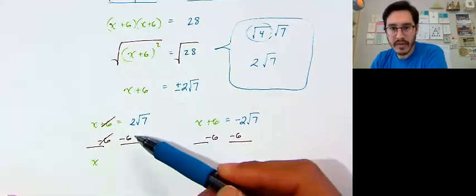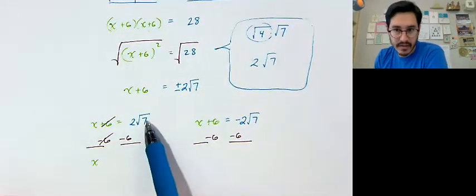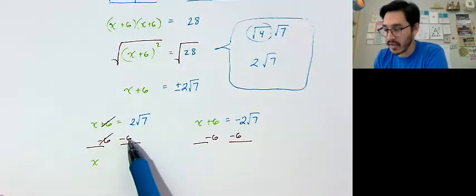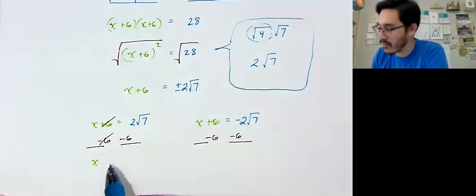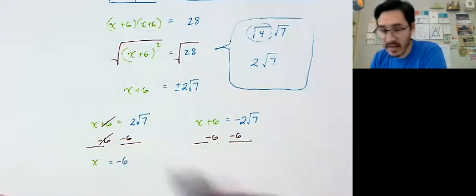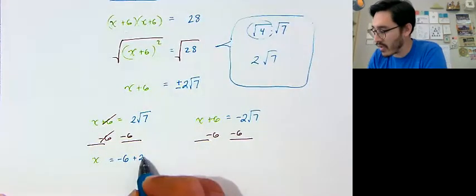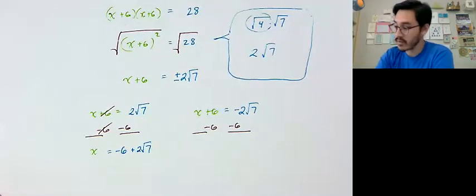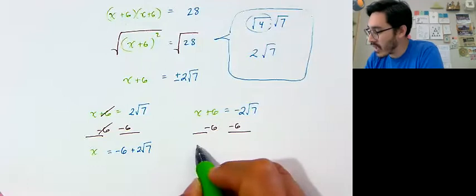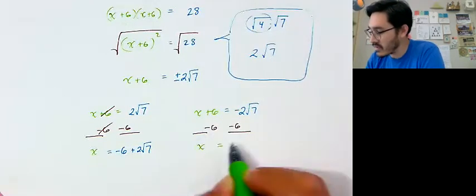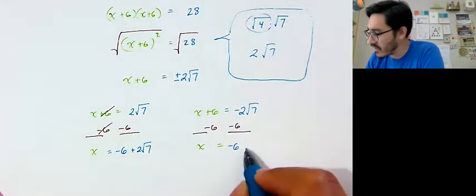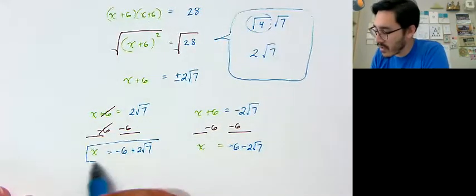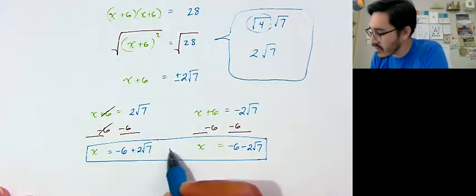And then here, you can't combine these, right? 2 root 7 is still a radical, 7's the radical, has a coefficient of 2. And then negative 6 is an integer. So we cannot combine these. We have to write them as separate terms. So we'll write the integer term first, negative 6, and then we'll write the radical term afterwards. So that's negative 6 plus 2 root 7. And then over here, we're going to have x, because the 6's cancel, equals negative 6 minus 2 root 7. All right. So those are the two solutions.